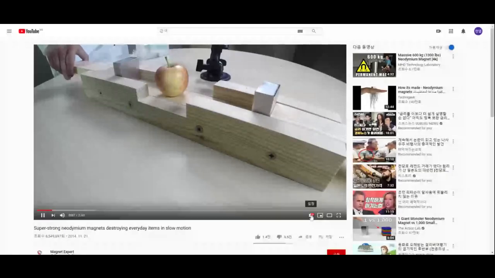Okay, so more questions? Okay, please think about some questions. Then in the meantime, I'm gonna show some YouTube video. Yeah, this is about how strong the neodymium magnet is. Can you see?